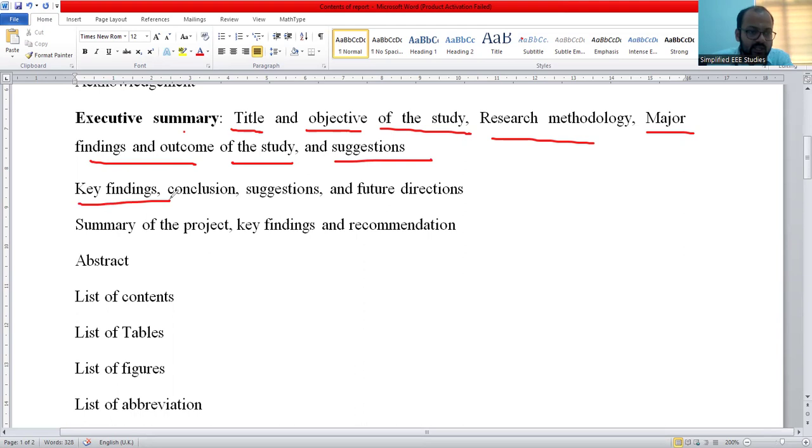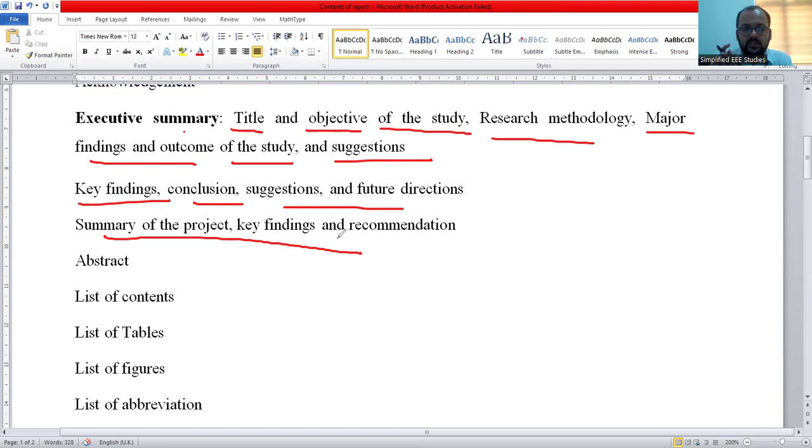Similarly, key findings, conclusions, then future directions. That means you'll be able to understand, once you read the executive summary, the entire content of the project. Based on the executive summary, the reader will decide whether he or she has to go through the project completely or not.